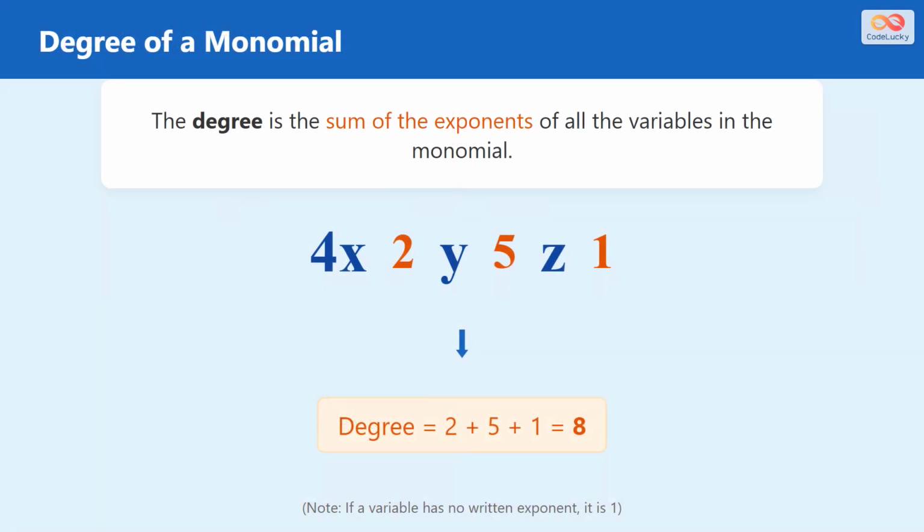Every monomial has a degree. The degree is simply the sum of the exponents of all the variables in that term. For example, in the term 4x squared y to the 5th z, we add the exponents, 2 plus 5 plus 1 for z, giving us a total degree of 8.